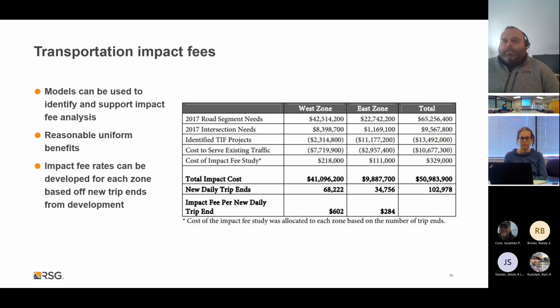the traffic under the previous existing conditions, and what they would be after the development. And from there, you can essentially get a cost to serve existing traffic and the cost of the impact fee. And then from here, you can calculate an impact fee per new daily trip end user. So that could be assessed onto each of the houses in a subdivision to determine the impact on the transportation system.